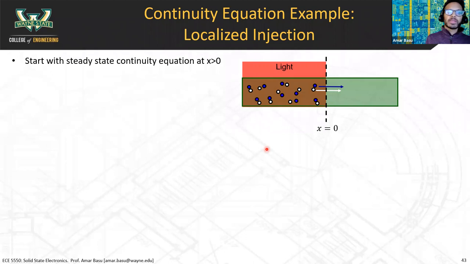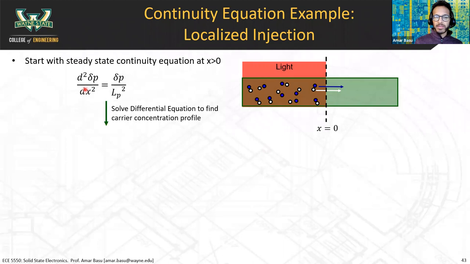If we look at this example, we start with the steady state continuity equation at x greater than zero. This is the equation that we start off with. It's that differential equation, second derivative with respect to x. We are solving the differential equation to find the carrier concentration profile. This is not a class in differential equations, so I'm not going to tell you how to solve this. But if you've taken a differential equations class, you'll know that when the second derivative of something is equal to some constant times it, the solution is an exponential.